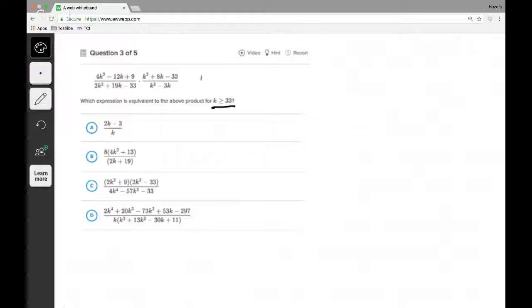Just start factoring. Okay, I'm going to rewrite this whole thing out because this is a complicated one. 4k squared minus 12k over 2k squared, and these two are multiplying. That makes life so much easier, because it becomes one gigantic fraction once you start factoring all the pieces. You can just cross simplify between both fractions. This is really cool. Plus 19k minus 33.